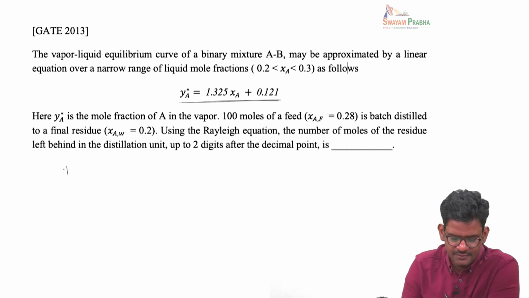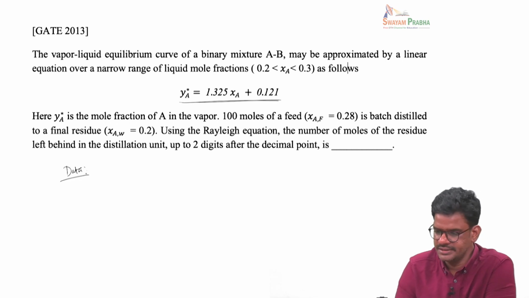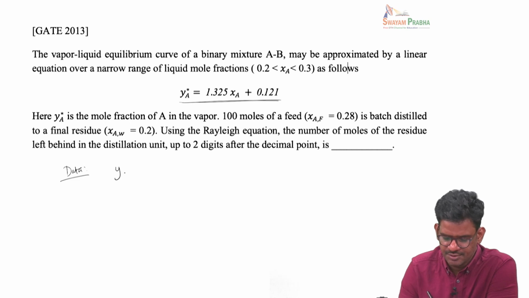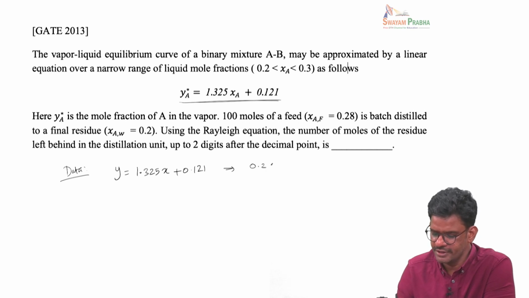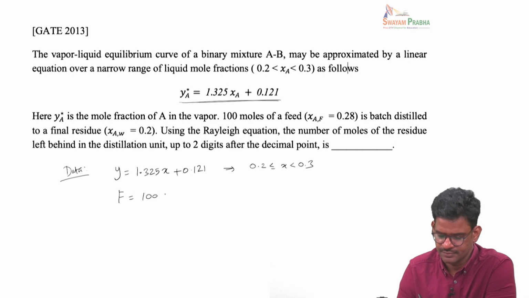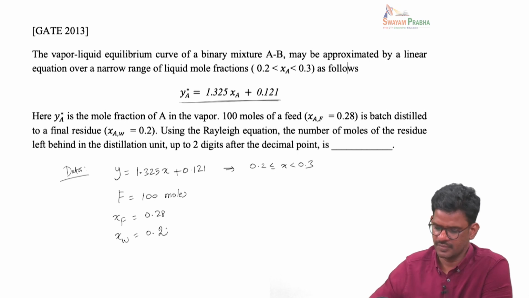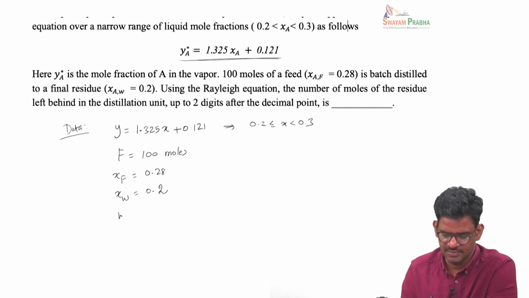So, again the data given is that first of all the equilibrium line is given: 1.325 x plus 0.121, and this is only valid in the range 0.2 to 0.3, and F is 100 moles. The feed XF is 0.28 and XW is 0.2, and we need to find W.